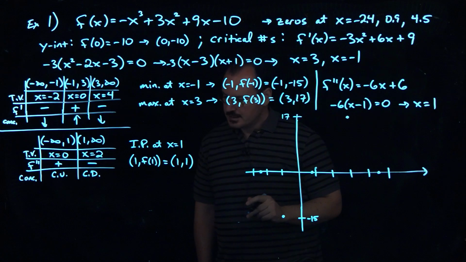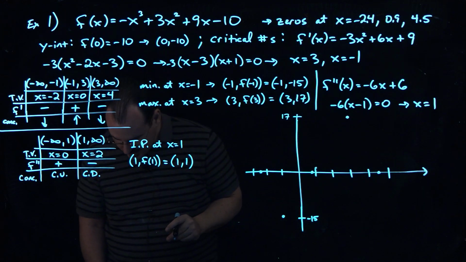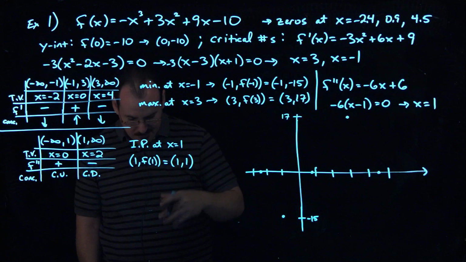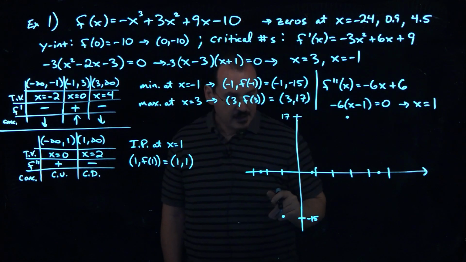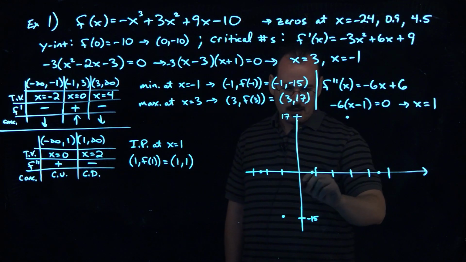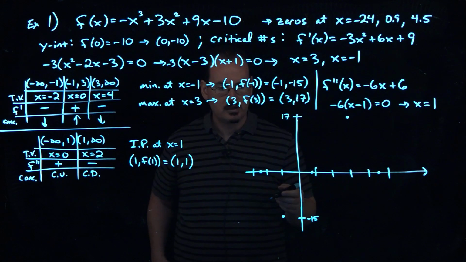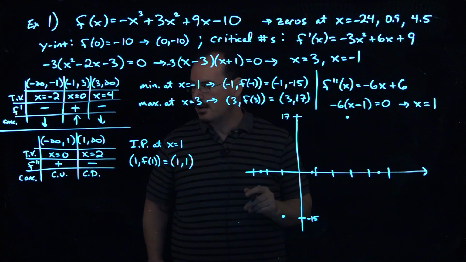Okay, so now the next step, it says to connect the dots with a smooth curve, being careful not to connect the points where the function is not defined. Well, this function is defined everywhere, so we don't need to worry about that. All right, so now let's make sure that it's doing everything that it said it was doing in our table and everything that we figured out.